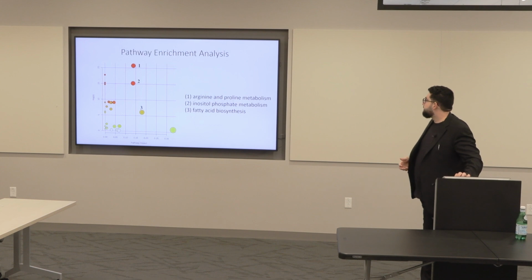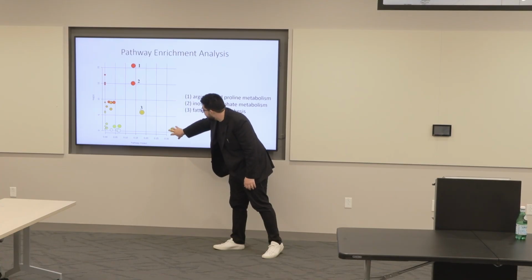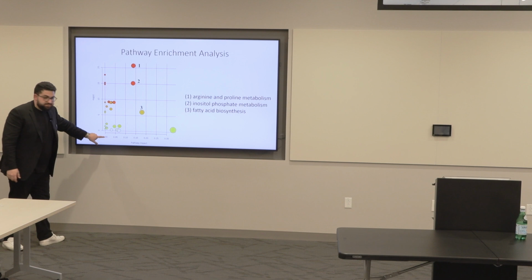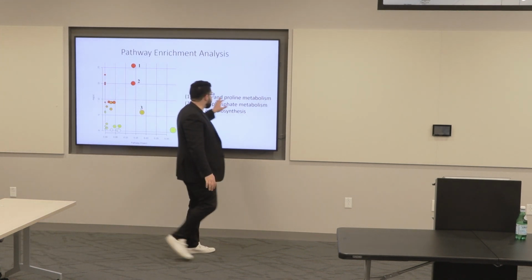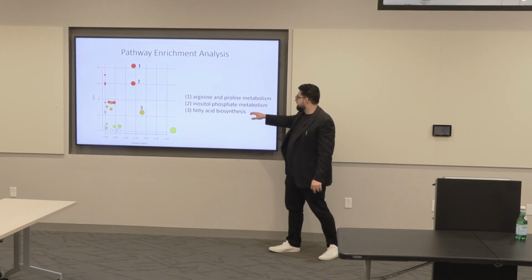unable to explain. And now we're looking at pathway analyses. So now we step away from the metabolites and we say, what's happening at the pathway level? We see 3 significant pathway effects with a high level of impact. Some of these pathways have a high impact, but they're not significant. Some of these pathways are significant, but they have a very low impact, low degree of change. So we're looking at arginine and proline metabolism, inositol phosphate metabolism, fatty acid biosynthesis.